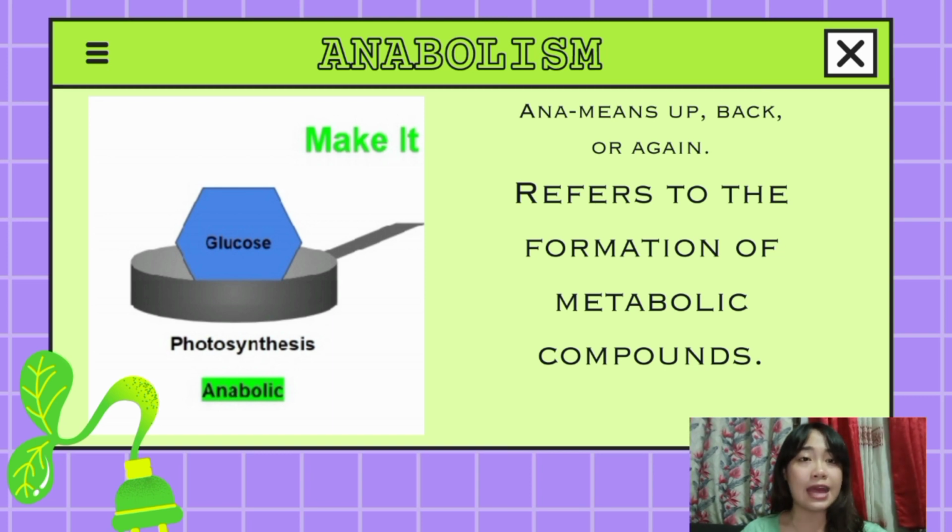The second one is anabolism. The prefix ana means up, back, or again. Anabolism is a sequence of biochemical reactions involving building complex structures from smaller ones, and they usually consume energy. Anabolism in living organisms includes synthesizing proteins from amino acid units, glucose from carbon dioxide molecules, and DNA from nucleotides. Anabolic pathways are responsible for synthesizing molecules essential to the life and function of the body.